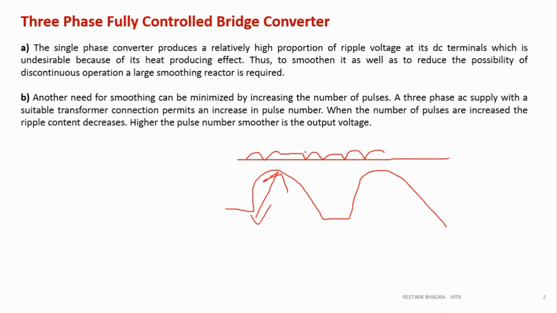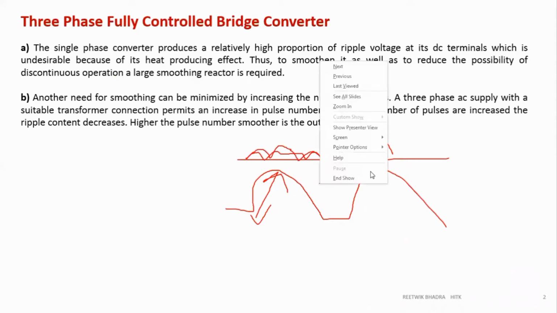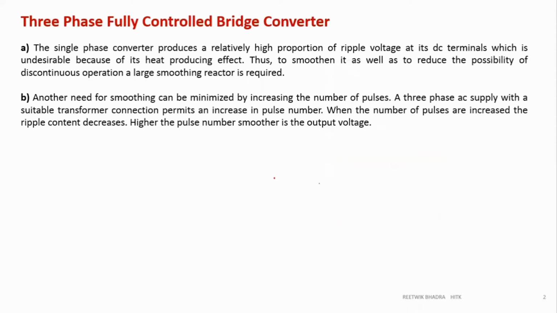And as you increase the number of pulses, suppose there are 1, 2, 3, 4, 5, 6 pulses, the waveform becomes more smooth. That's a very good advantage of a three phase rectifier. For smoothing, you need to increase the number of pulses. There are 3 pulse systems, 6 pulse systems, 12 pulse systems, all those are there. The higher the number of pulses, the smoother the output voltage will be.